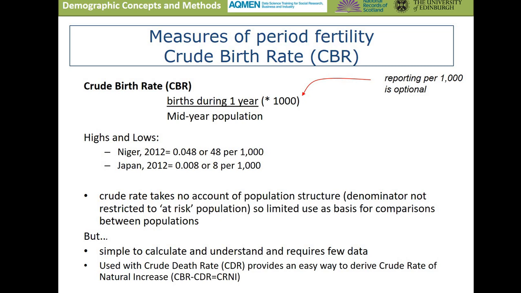Again, this is a problematic measure because the crude birth rate takes no account of population structure. Our denominator is not restricted to the at-risk population, so it includes males and females, and it's not restricted to the childbearing ages. So this is a very limited measure as a basis for comparison between populations. But it's simple to understand and calculate, and it requires very little data in order to produce this measure.